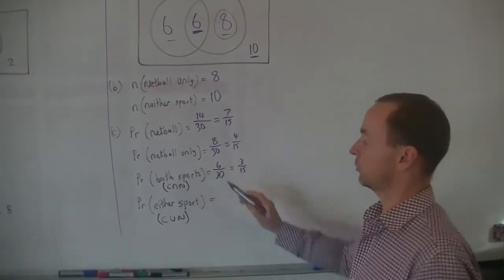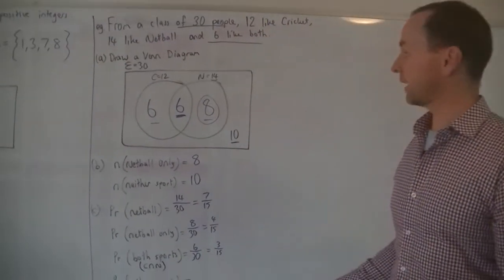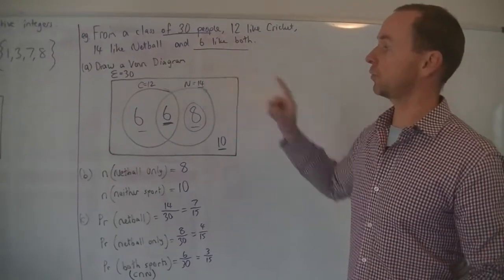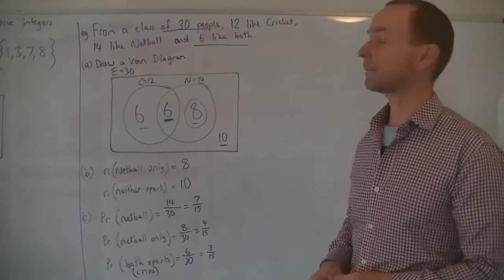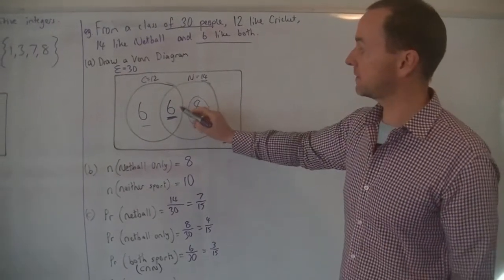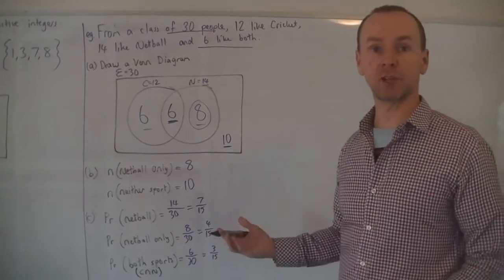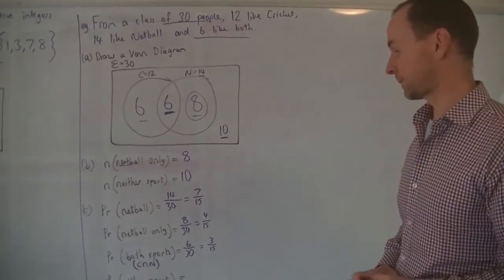Another way of asking that question, they might say a worded question, they might say, if a child from this class was picked at random, what's the probability that they would like both sports? So out of the 30 people, there's 6 of them that like both sports, so you've got 6 chances out of the 30 in total.